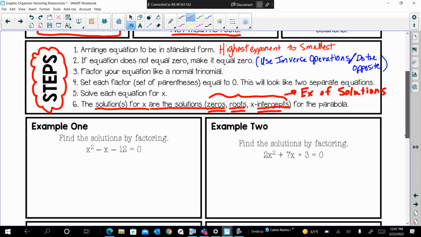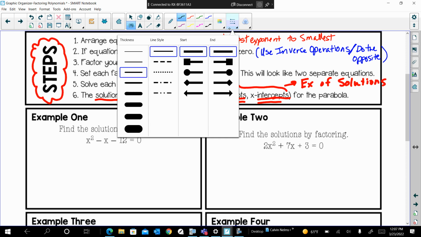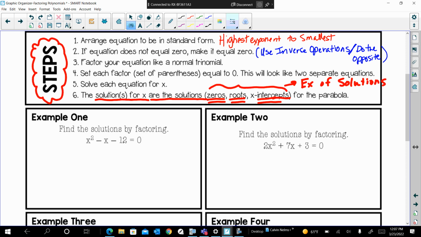I'm just going to scroll this up. Example 1. Step 1. Arrange the equation in standard form. Is the equation in example 1 in standard form? Okay, then it says if the equation does not equal 0, make it equal 0. So step 2, is our equation equal to 0? Yeah. All right, so we're ready to go straight to step 3, factor. How would I factor this problem here? Because we have a trinomial.